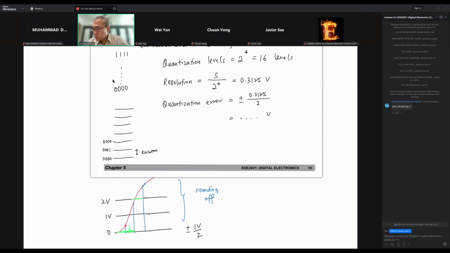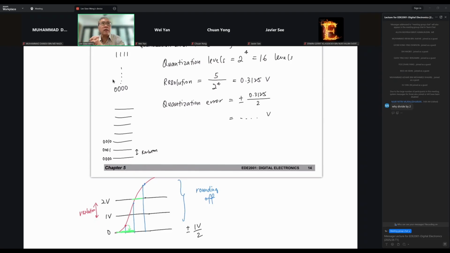Because you're rounding up or rounding down, whatever resolution that we have, this is the resolution. So the difference is 0.5. The maximum error will be 0.5. I hope you got that part.